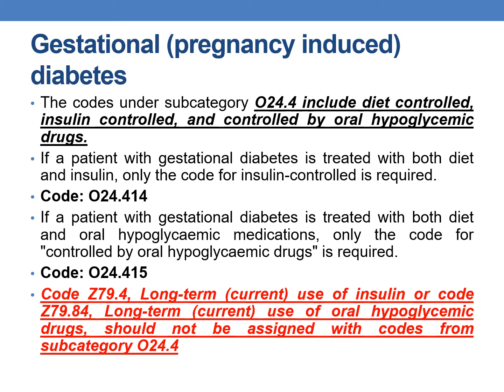If the patient with gestational diabetes mellitus is treated with both diet and insulin, only the code for insulin control is required. So O24.414 should be given. And if the patient with gestational diabetes is treated with both diet and oral hypoglycemic medication, only the code for control by oral hypoglycemic drugs is required. So O24.415. One more important point is that long-term use of drugs Z79.4 and Z79.84 should not be assigned with codes from subcategory O24.4. Long-term use of insulin and long-term use of oral hypoglycemic drugs should not be coded with gestational diabetes O24.4.